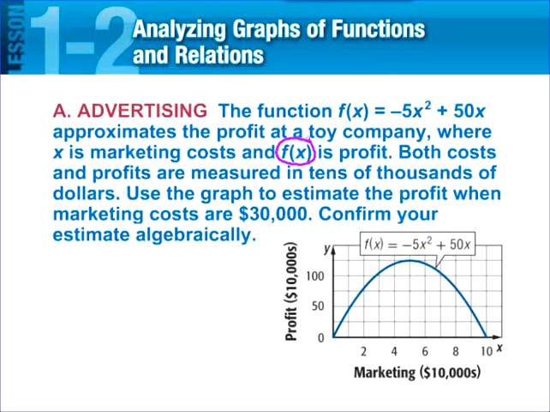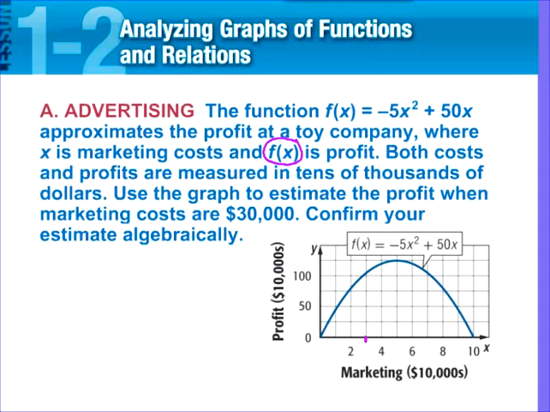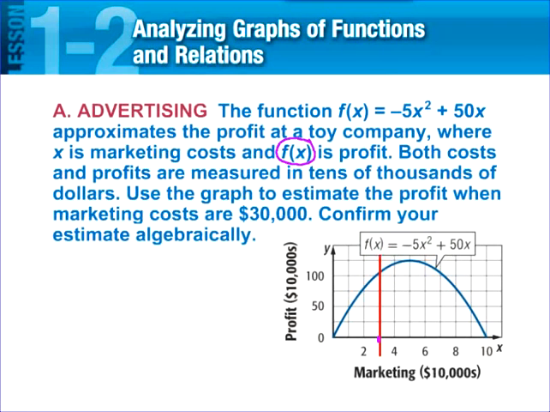Confirm your estimate algebraically. So marketing costs are $30,000. So here's 1, 2. Here's where 30,000 is going to be, right? So what I need to do is find out what is my y value at that specific point. So I'm going to draw a line in, because that's obviously what happens. So here's 30,000. I need to find out what this value right here is. That's all you do. 30,000, I go up. What value will that be? $1 million. So there you go.